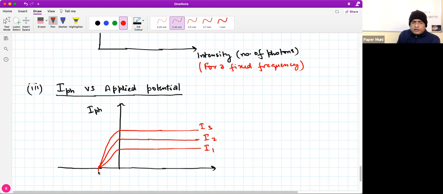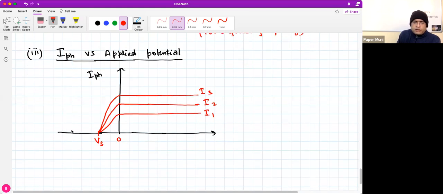Now, why is this happening, that all of them are coming down to this single potential? What are we not changing? If you see this, this is related to the Ke max here. Now, in this case, this potential will depend on the metal, right? This is a property of the metal. You are not changing the metal, so it will remain the same. And you're not changing the nu also. So in this case, the stopping potential remains the same.